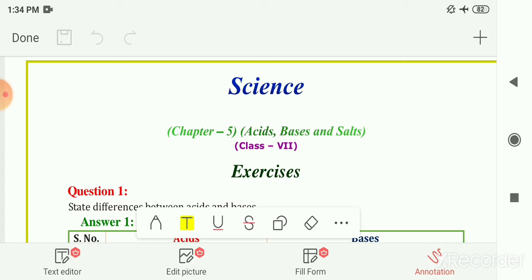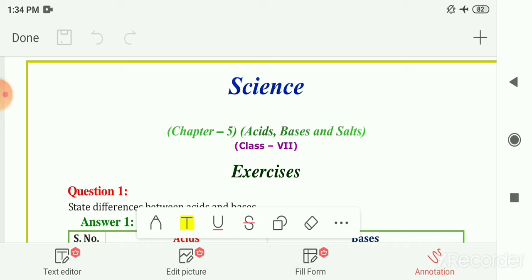Then we had seen the neutralization reaction. So acid and base react to produce salt and water, and this chemical reaction is called neutralization. In that, acid and base react with each other and neutralize the effect of each other, and as a result it will give you a salt and water.